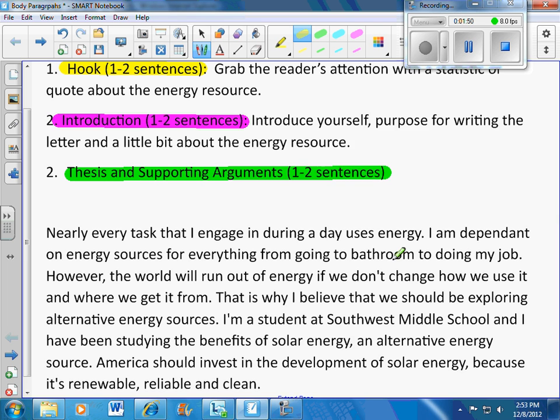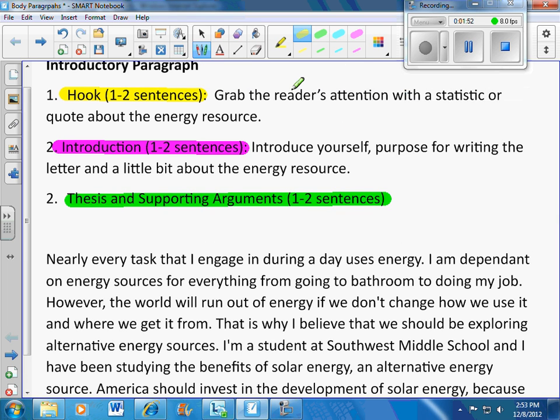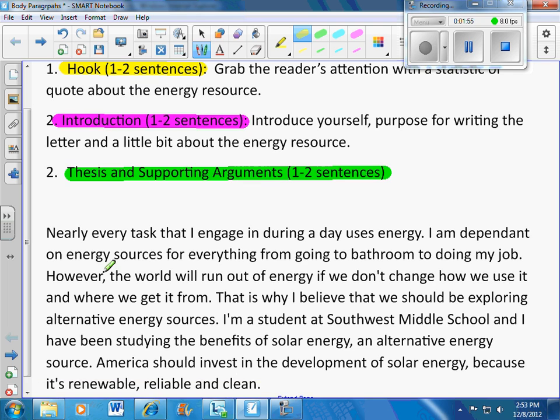Okay, let's start by looking for my hook. I'm going to grab my yellow highlighter. I actually have a fairly long hook here. I really wanted to outline the problem that I think that America is facing.